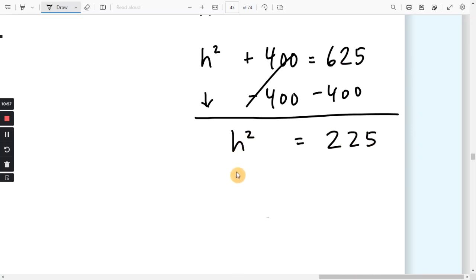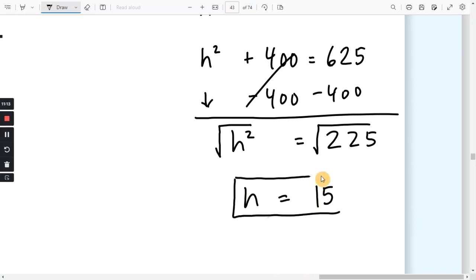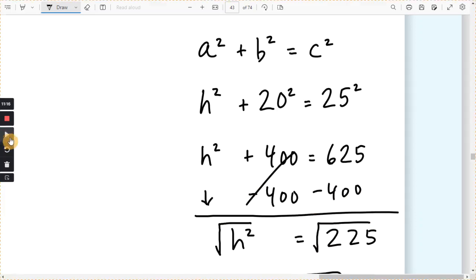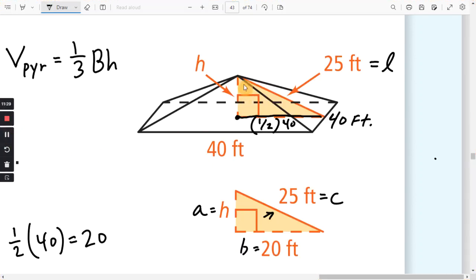Okay, solving for h, the opposite of squaring something is to take the square root. So the square root of h squared is h. The square root of 225 is just 15. By the way, if you wanted to do this in one step, you can do 25 squared minus 20 squared, and then just take the square root of 25 squared minus 20 squared. All right, so the height right here equals 15. And now we're in business.